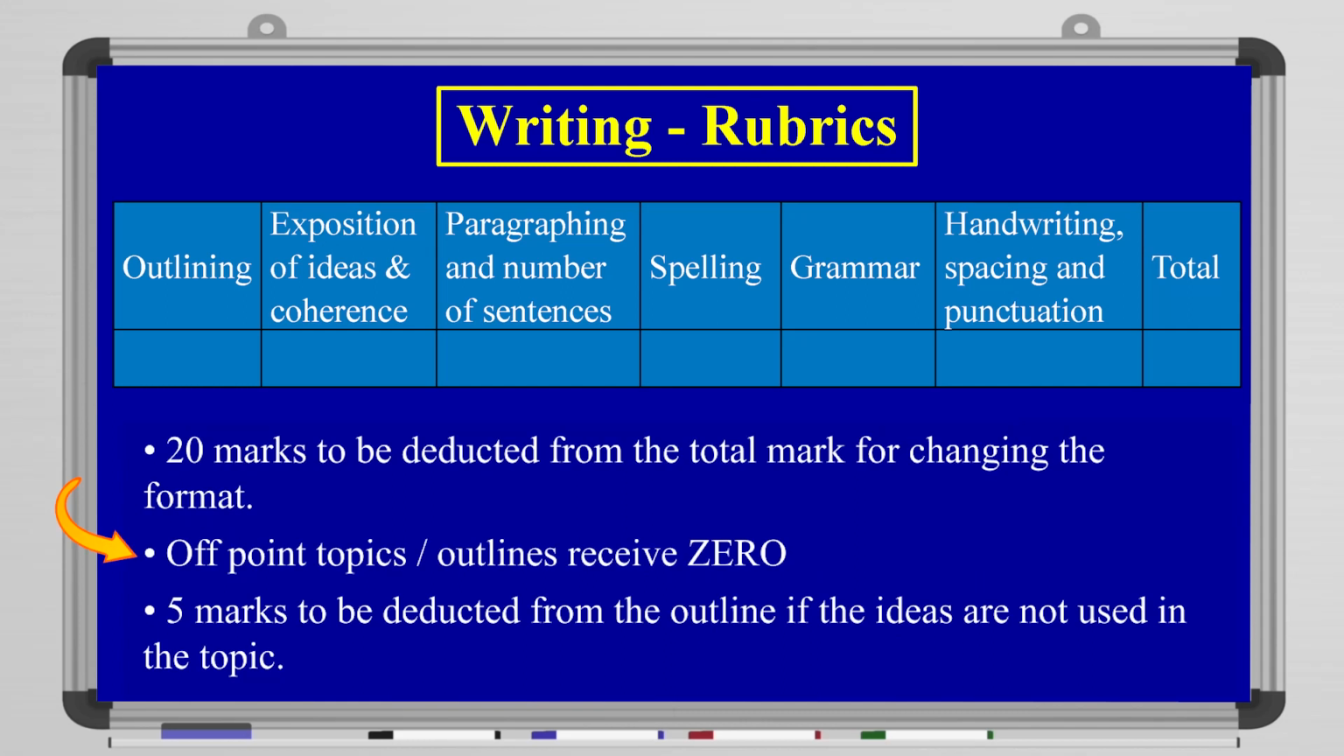Off-point topics. What do I mean by off-point topics? If I told you to write about reading and you wrote about learning from documentaries, this is off-point. I can't give you any grade, so you will receive a 0. 5 marks will be deducted from the outline if the ideas are not used in the topic. If your outline was perfect, but you didn't use any ideas in the essay, why did you write an outline? So your outline should match the essay.